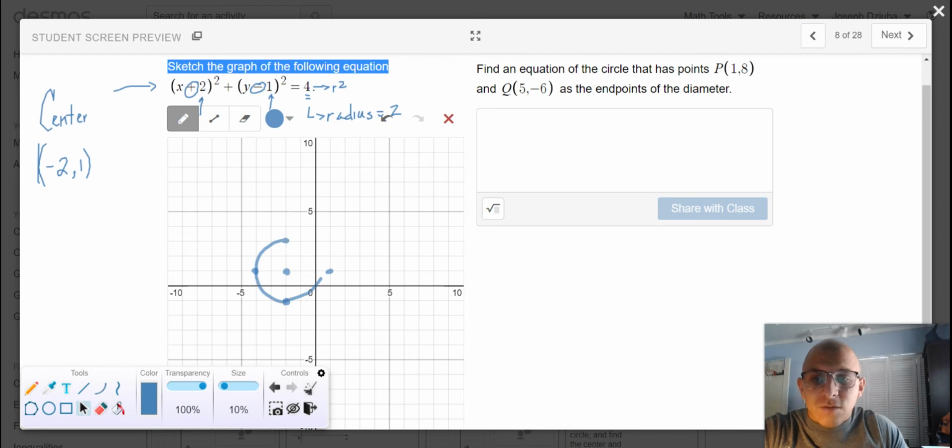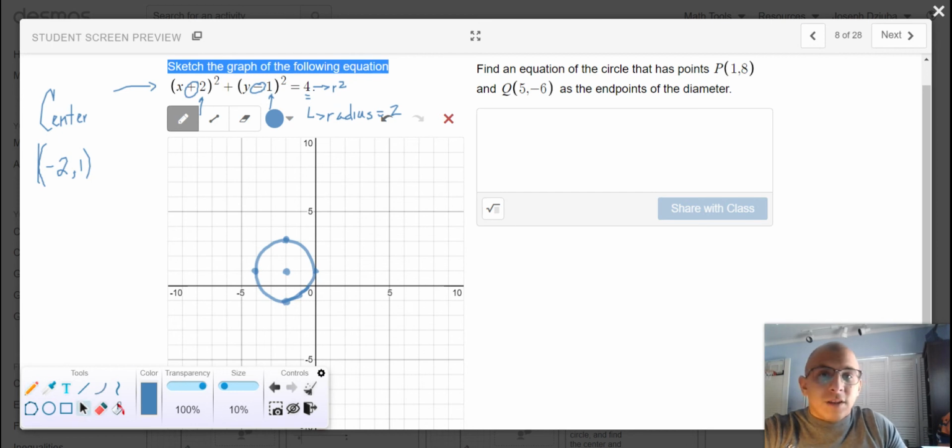That is too far, because this point would be 2 from the center. Can I erase a little bit? Oh, so close. What a beautiful circle. Right. So this is our little circle.